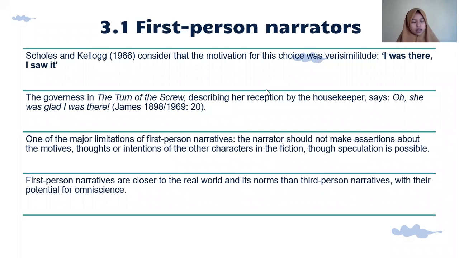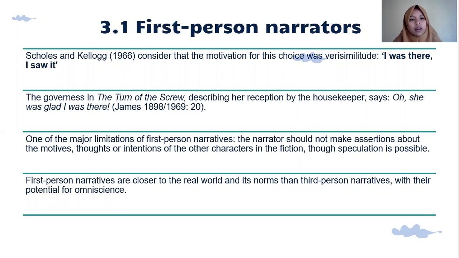Let's discuss first person narrators. Scholes and Kellogg consider that the motivation for the sense of verisimilitude is: I was there and I saw it. However, first person narrators are limited in telling about other characters. They only focus on their own character, without telling about the other characters.